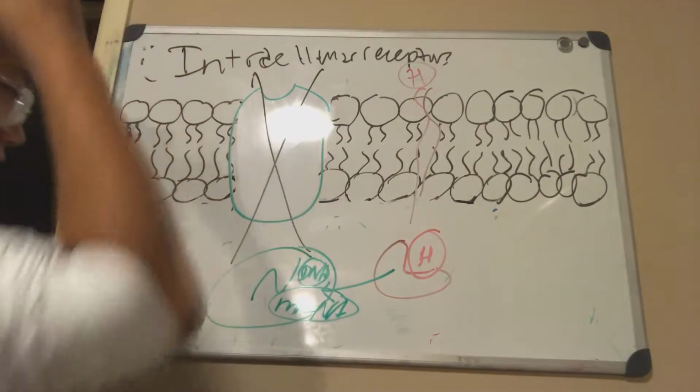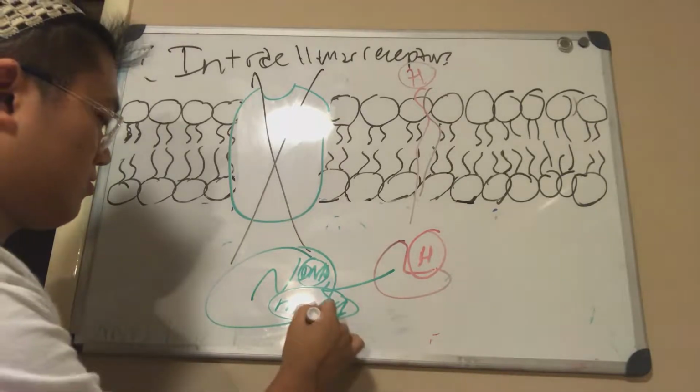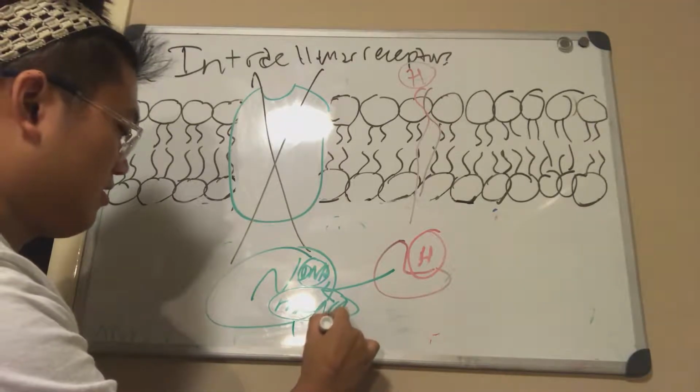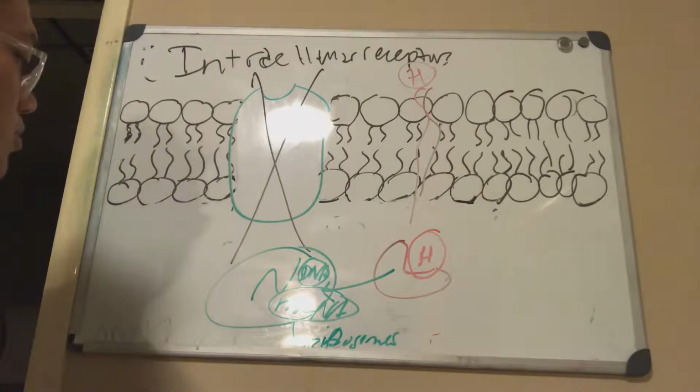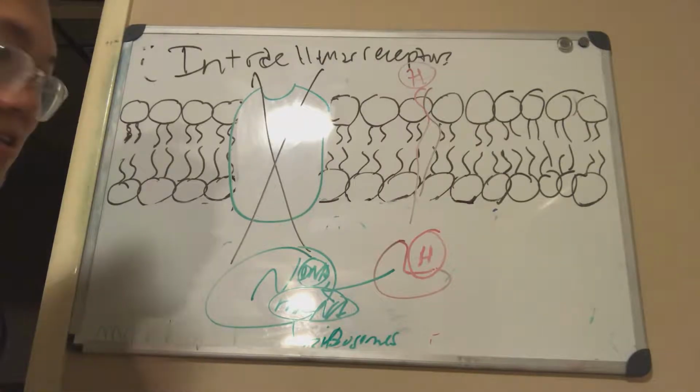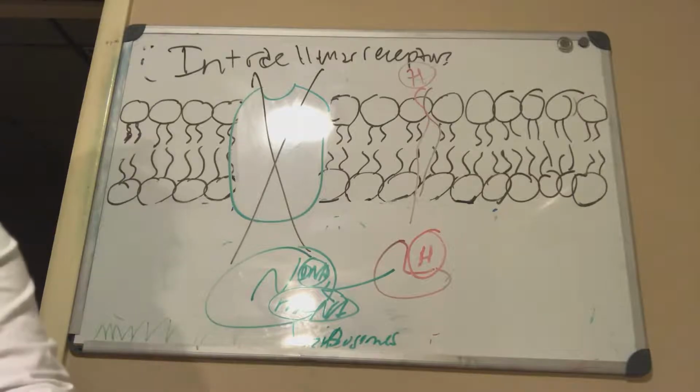The mRNA, after it's transcribed, moves out of the nucleus and goes to the ribosomes to be made into a specific protein. But that's outside the scope of this video, so we'll be moving on.